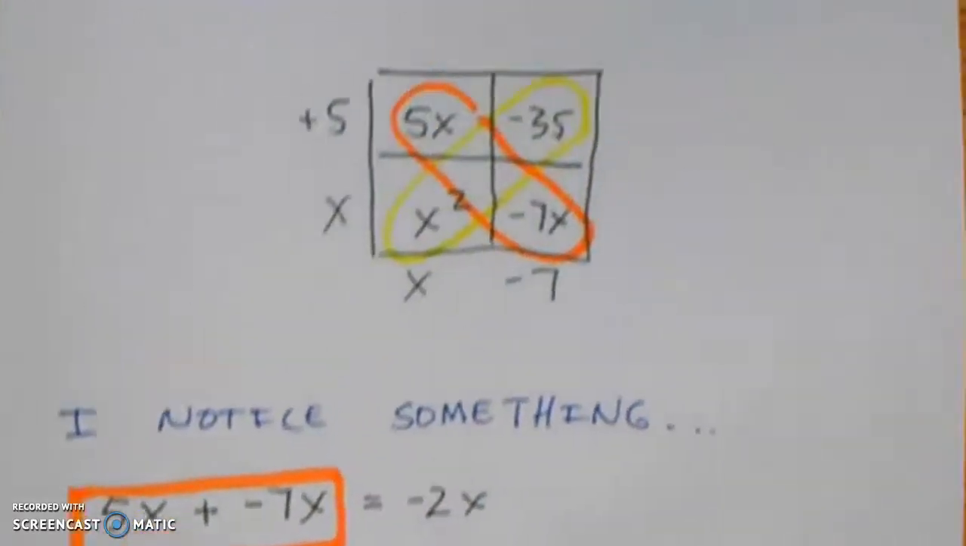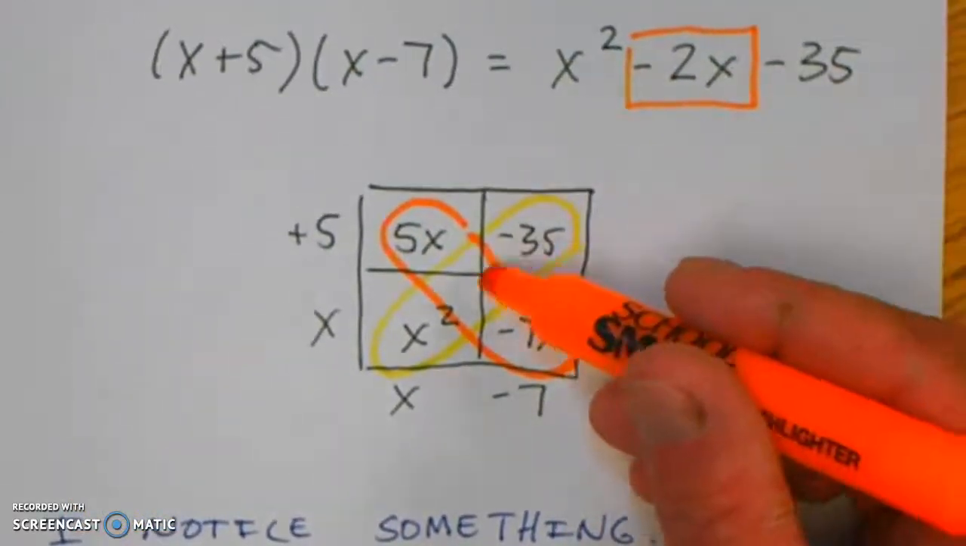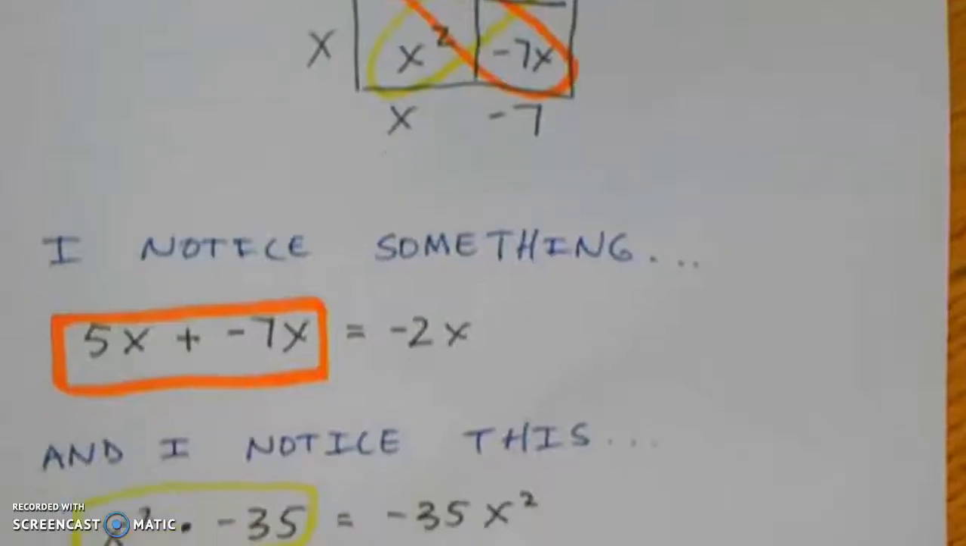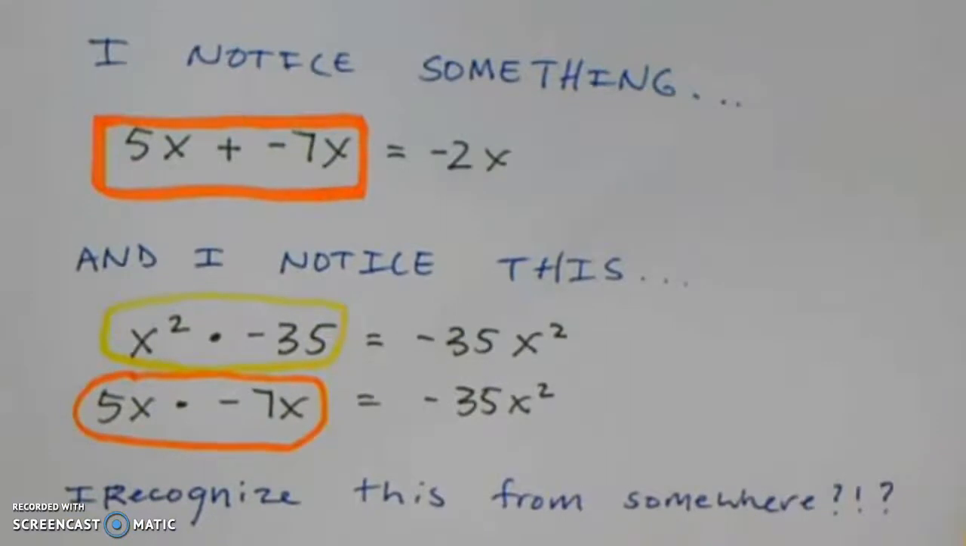I want you to notice that those are what I'm getting from the middle of my generic rectangle. This is crazy, all right? If I multiply these two together, I get negative 35x squared. And if I multiply the other diagonal together, I get negative 35x squared. People, I've seen this before.